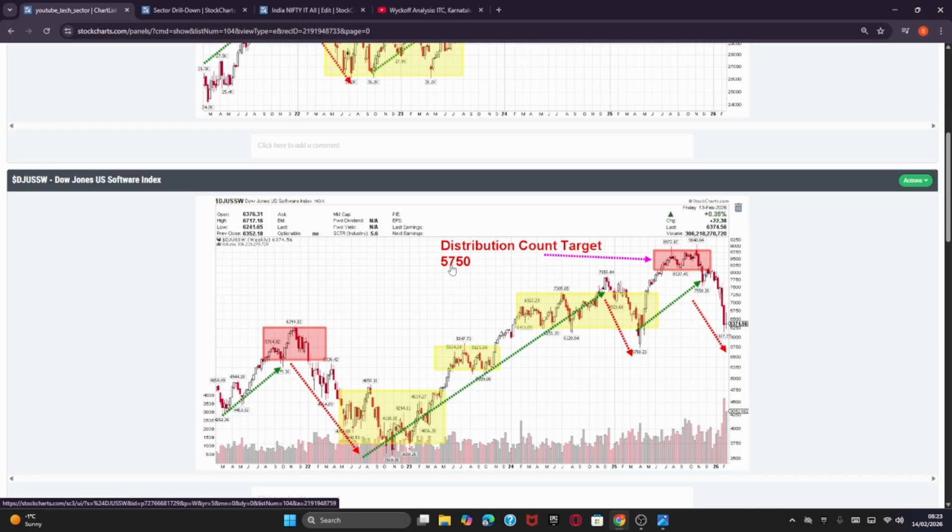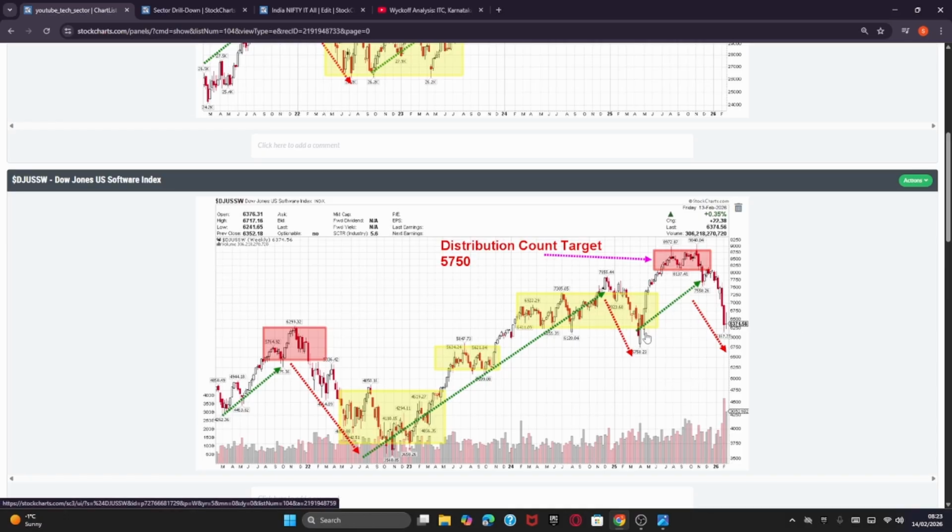The count is 5750. If you look at it, it is almost close to that area. It does not exactly match the count, but we are somewhere around this area. You can see the target is trying to reach that area. So ideally, this gives an indication that there is a possibility that the price can go further down in the incoming weeks, and price action will move towards stopping the trend and then moving sideways.